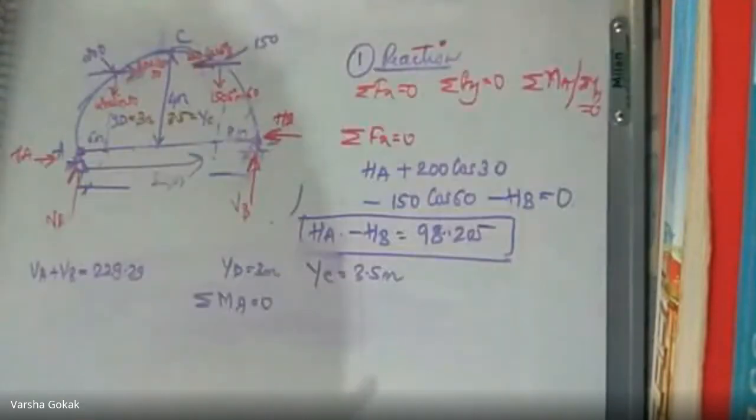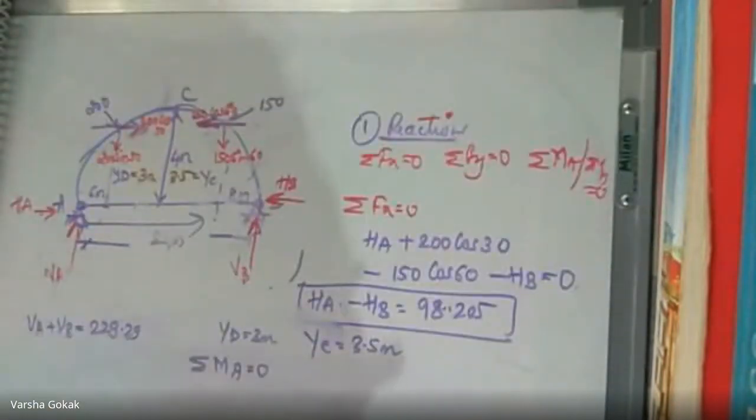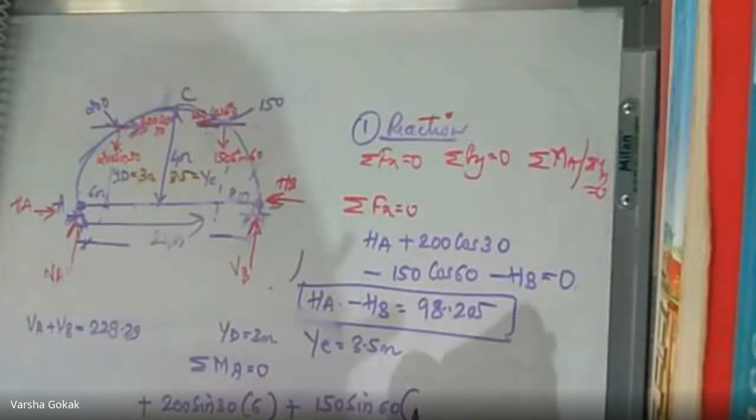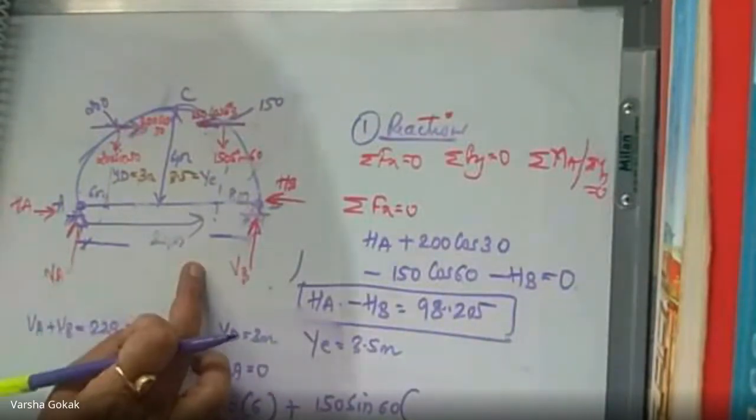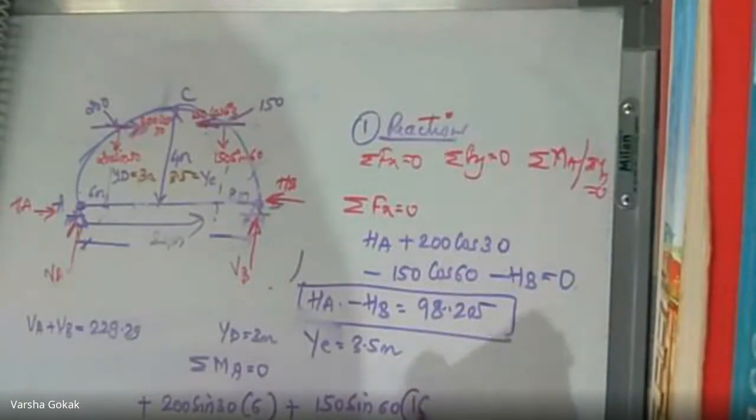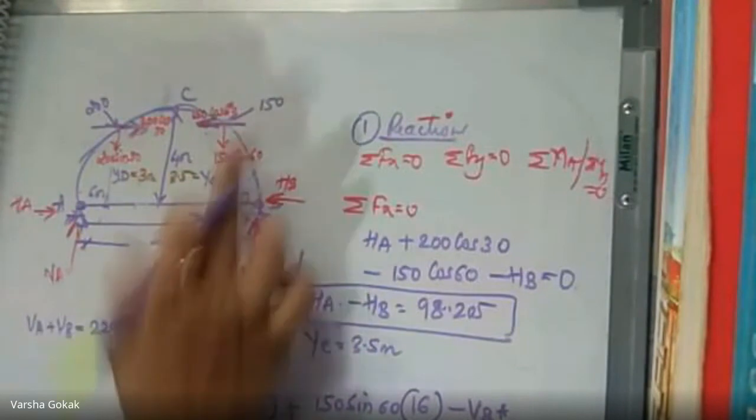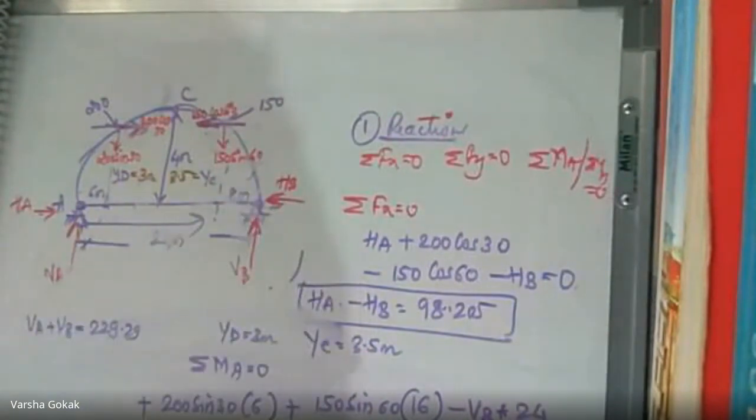Let us take the moments. So when I'm taking moment, these two are gone. I have this 200 sine 30. So 200 sine of 30 into perpendicular distance is 6 meters. And it is giving clockwise, so it is plus. Then this 150 also goes in clockwise. So plus 150 sine of 60 into perpendicular distance, how much? 24 minus 8, 16, no? 16. Okay. Minus VB into total, that is 24.